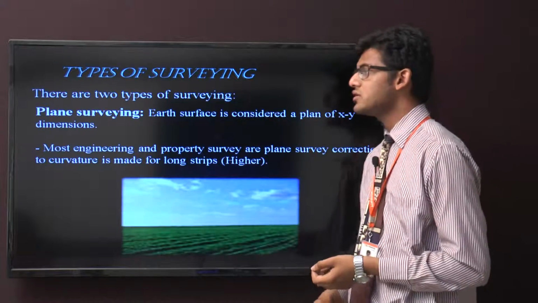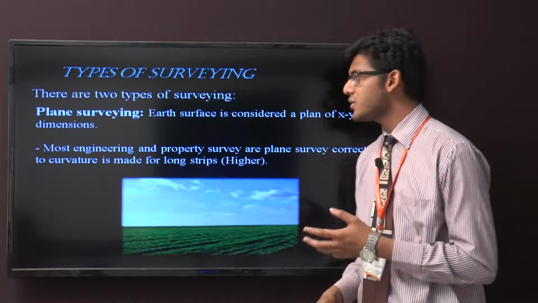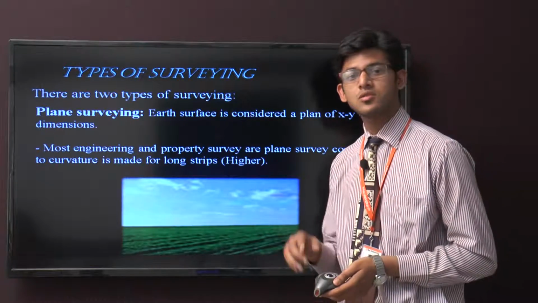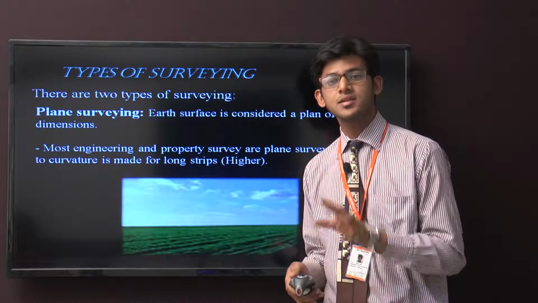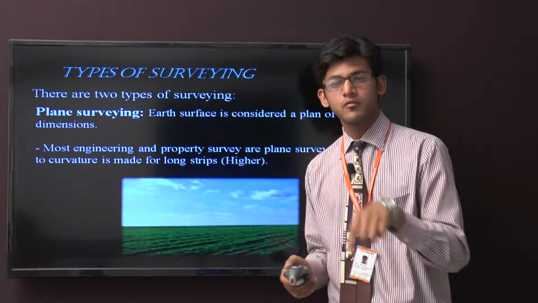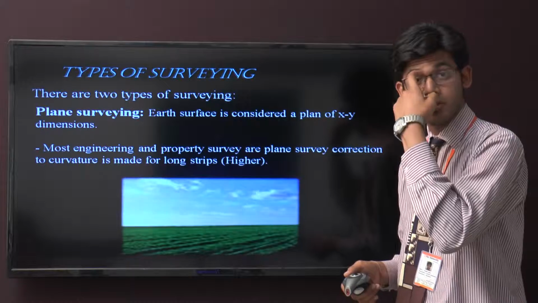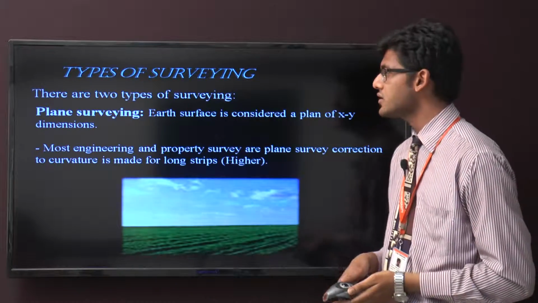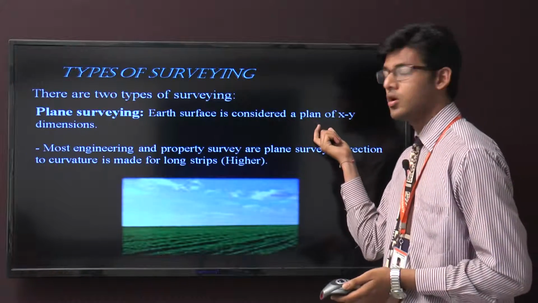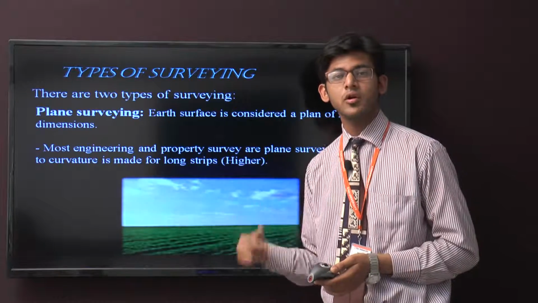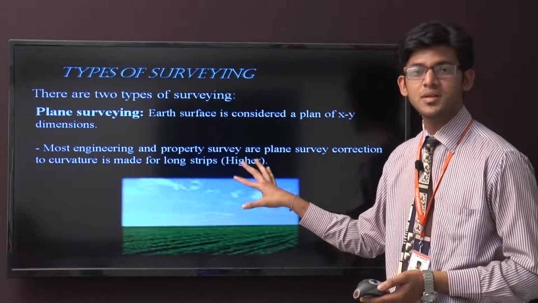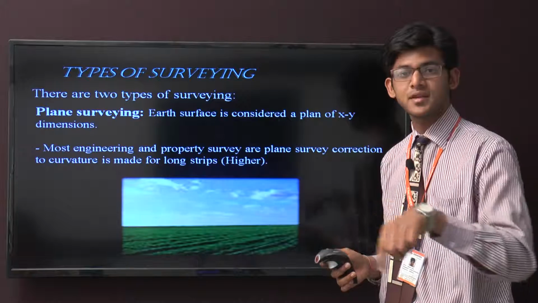Now, types of surveying. The first type is plane surveying. What is plane surveying? As you know, the earth's surface is curved, but when you consider a small part, you make one single boundary and the curvature of the earth is ignored. So in plane surveying the earth's surface is considered as a plane only in the xy dimension. We are not taking the z axis. So this is simple surveying of the plane only in the x and y region.